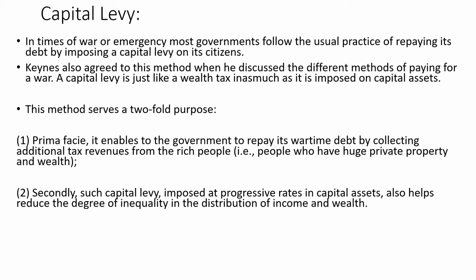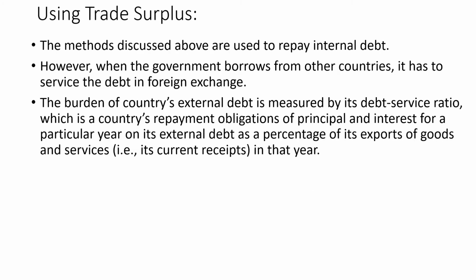This method is considered to serve two purposes. One is that it enables the government to repay its wartime debt by collecting additional tax revenue from the rich people. Secondly, it imposes a progressive tax on capital assets, which also helps to reduce the degree of inequality in the distribution of income as well as wealth.